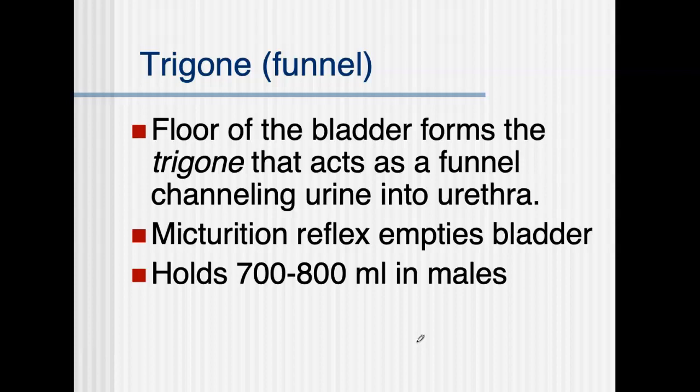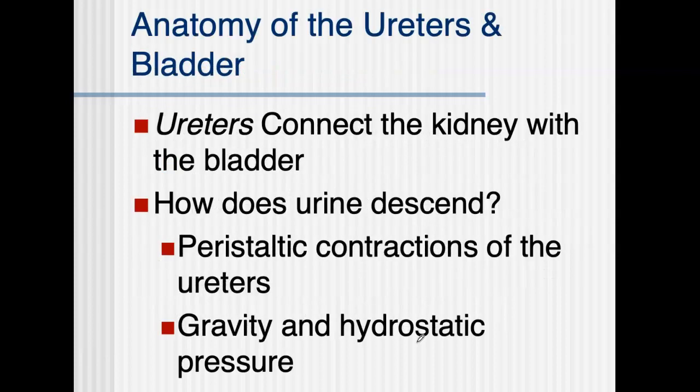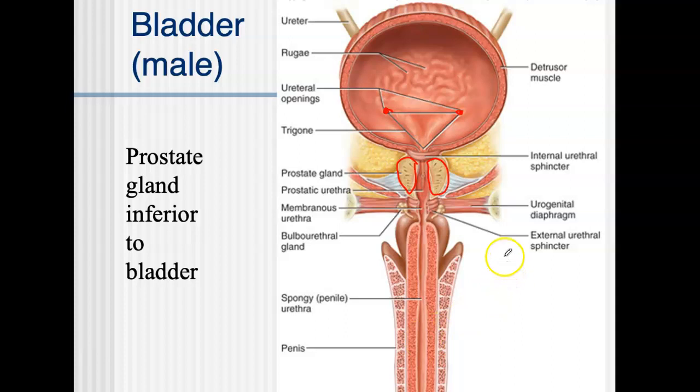The micturition reflex is what empties the bladder. So once that second sphincter is opened, then the next is kind of like a reflex where we have a contraction here. The bladder will squeeze that urine down and it will exit through the urethra. So it sort of falls into place once that external sphincter is open.